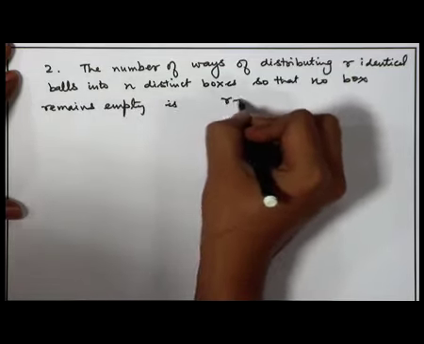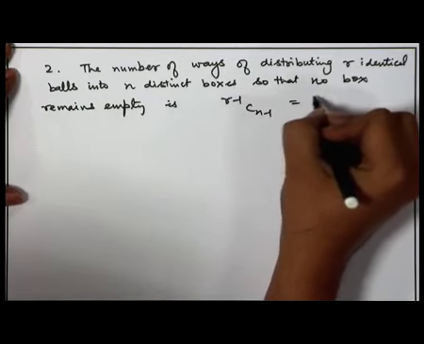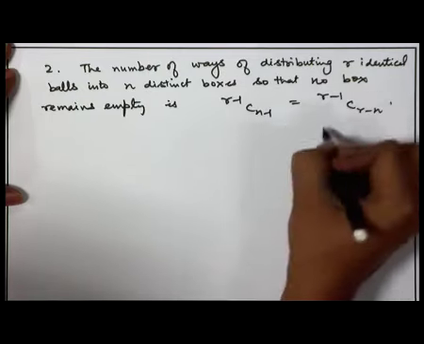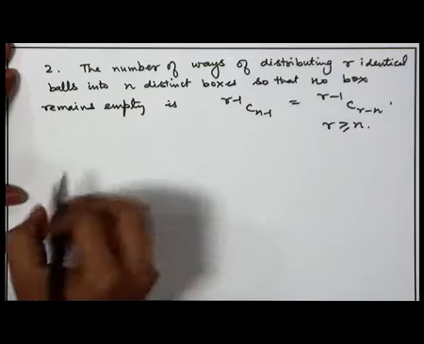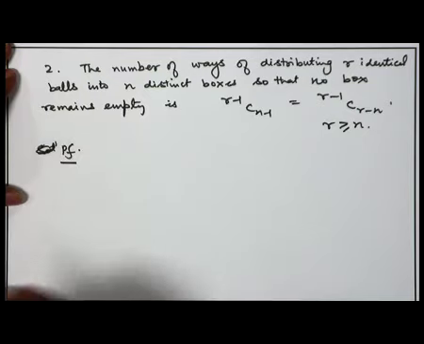So, that is r minus 1 choose n minus 1, which is also r minus 1 choose r minus n. Here r is greater than or equal to n. Let me prove this statement also.